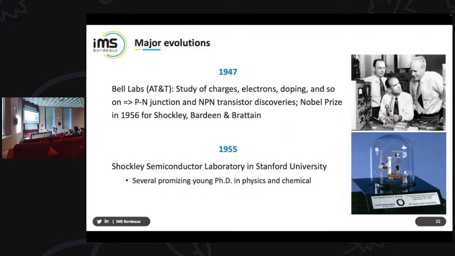So it started with the Bell Labs again, where the first transistor was invented by Shockley, Bardeen, and Brattain. It took several years to be patented. And then they received the Nobel Prize for it because it changed everyone's life. And this is the very first transistor.